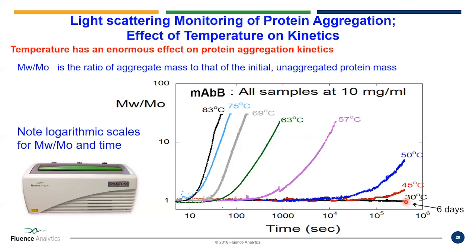30 degrees, nothing happened. 45, you can see it's starting to go. And then it very quickly goes up as you raise the temperature. And this is a logarithmic scale, so the effect is very dramatic in terms of the aggregation rates. So here you're seeing in real time the actual aggregation process. This is a whole field unto itself. I'm not going to say anything more about it right now.